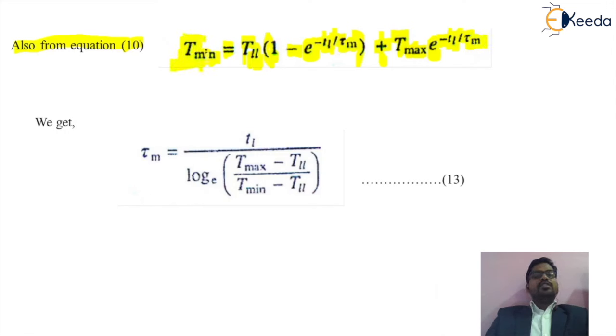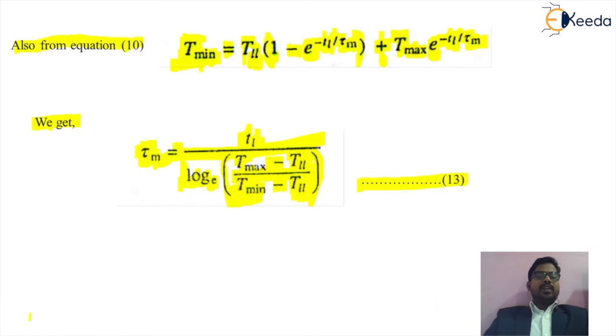From equation number 10, we get the value of tau equal to t_L, the timing for light load, divided by log to the base e of (T max minus T_LL, the torque for the light load, divided by T minimum minus T_LL), which is basically the timing required for the light load characteristics. So this will be equation number 13.